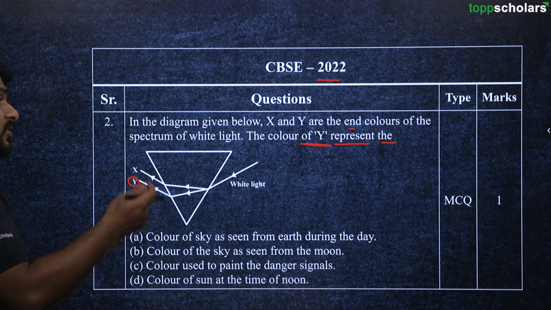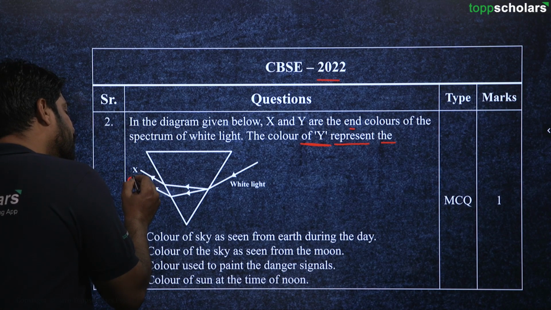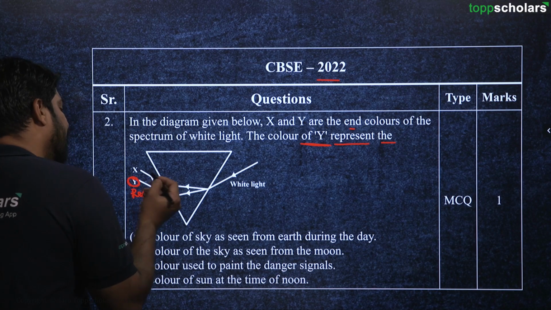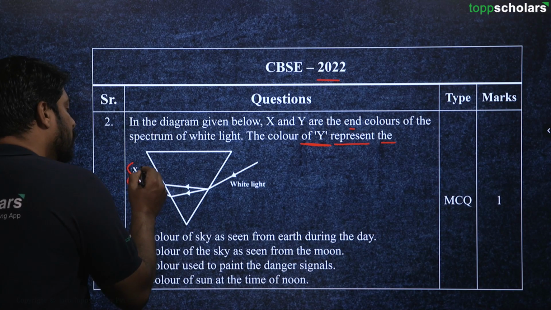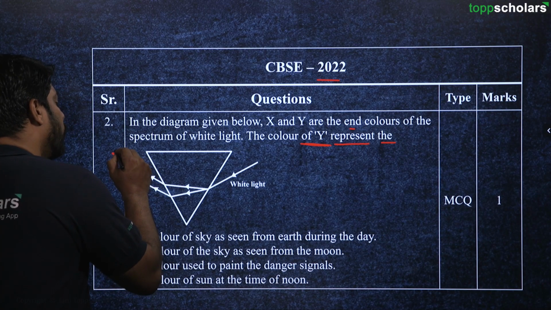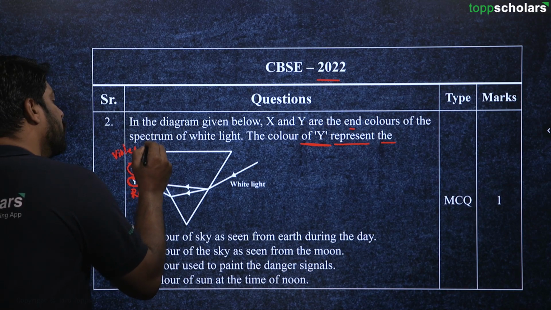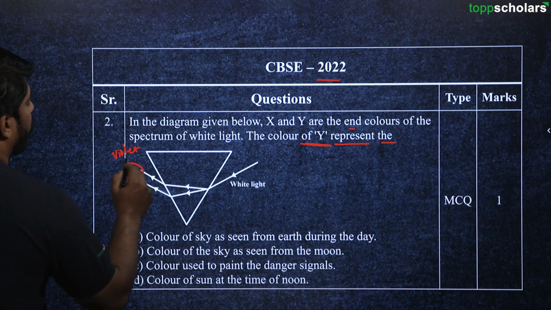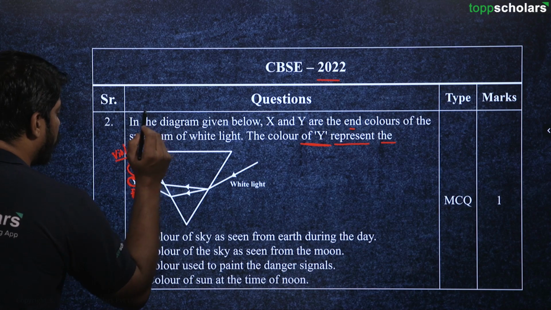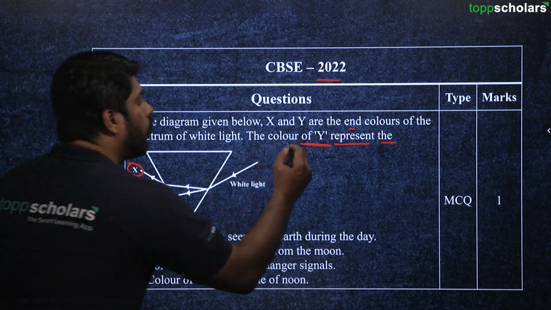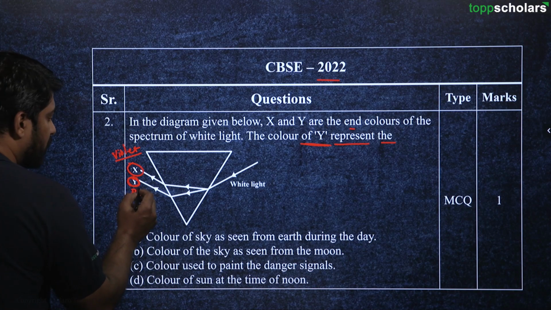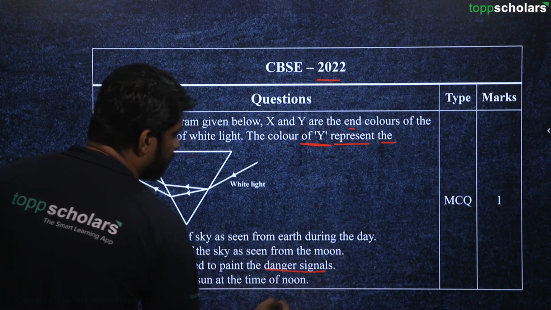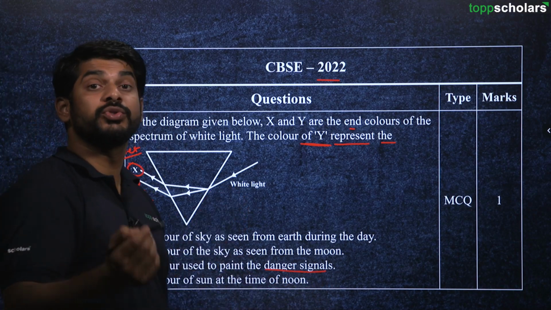And the color which is deviated with small angles is nothing but the red, isn't it? And the color which is deviated with large angle is towards the violet end, or maybe a little bit close to blue. So definitely Y should be a red color and X should be the violet color or blue color. So Y over here represents the red color. That means the color used to paint the danger signals, because we know in danger signals we use red colors.